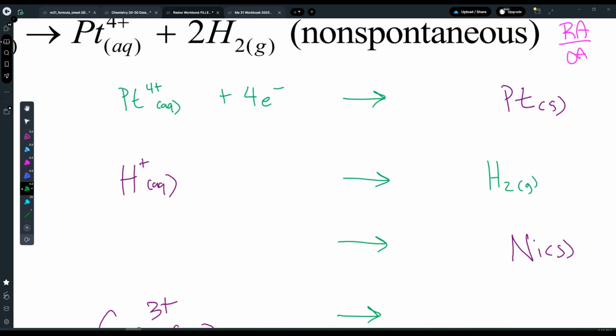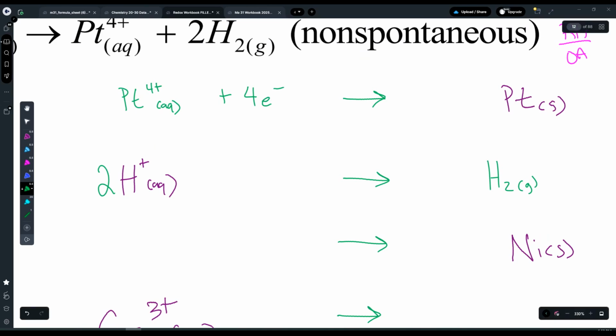So I've got 1 hydrogen on the reactant side, 2 hydrogens on the product side. So what I'm going to do is balance out the hydrogens by writing a 2 coefficient here. I didn't have to do that for the platinum reaction because there was only 1 on each side. Now looking at the reactant side, I have 2 H pluses.